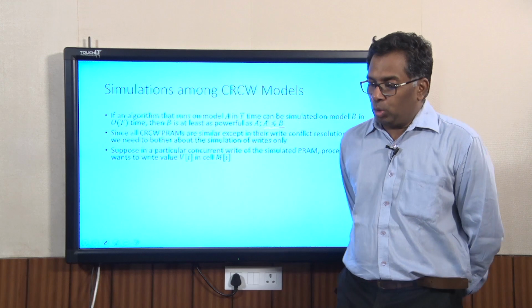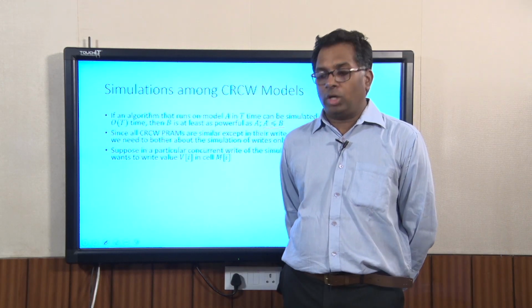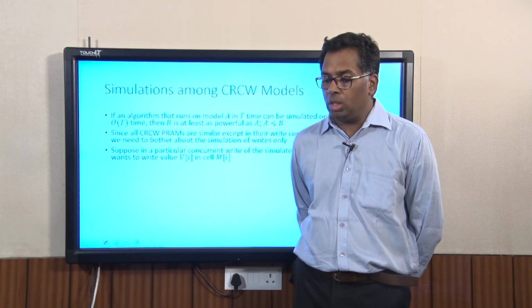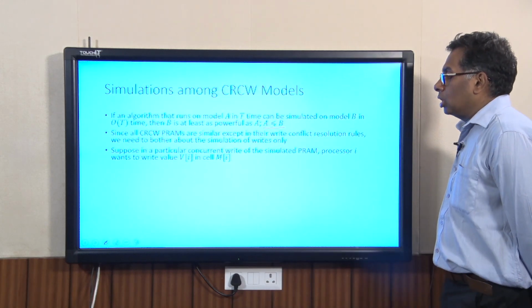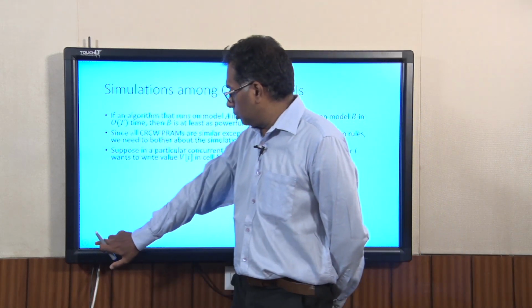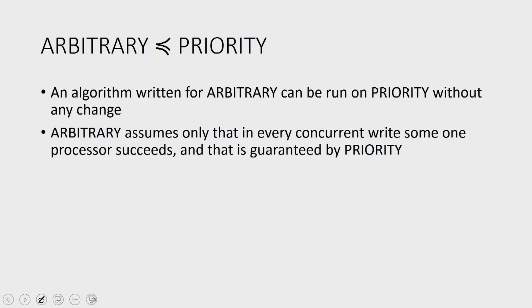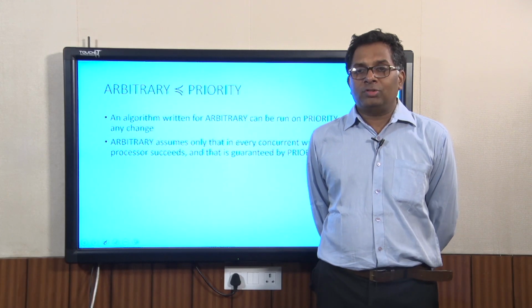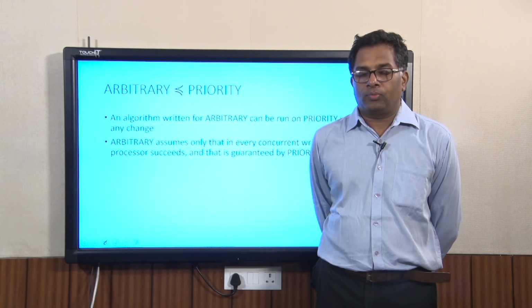So, for the purpose of the simulation, let us assume that in a particular concurrent write of the simulated PRAM, processor i wants to write value Vi in location Mi. With this assumption, let us see how the models can be simulated on each other. First, I shall argue that the priority CRCW PRAM is at least as powerful as the arbitrary CRCW PRAM. An algorithm that is written for the arbitrary CRCW PRAM model can be run on priority without any change.